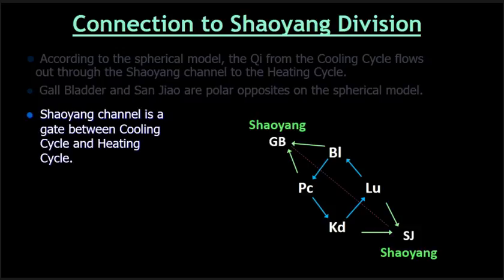Shaoyang channel is a gate between the cooling cycle and the heating cycle. So you can see that as qi is concentrated in the cooling cycle, it'll go out through the Shaoyang, and then the Shaoyang will feed that qi into the heating cycle, and you'll get this balance.